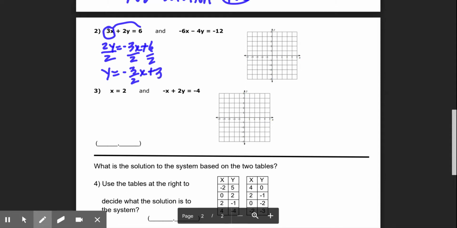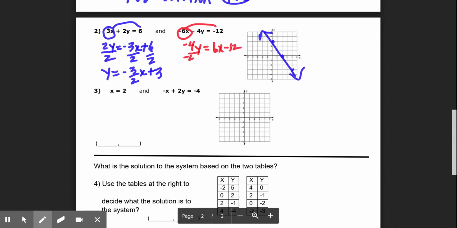So when we graph this, we're going to start at 3. And then we're going to go down 3, right 2, and go down 3, right 2 again. And I'll draw this line. I'll use the red one. We're going to do the same thing here. Move that over. Make sure you bring down the negative with the 4y. And the -6x moved across the equal sign becomes a positive 6x minus 12.